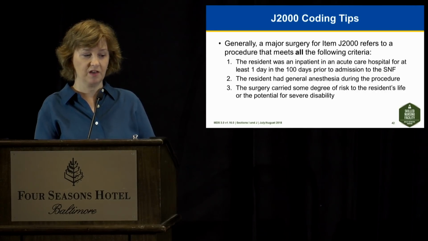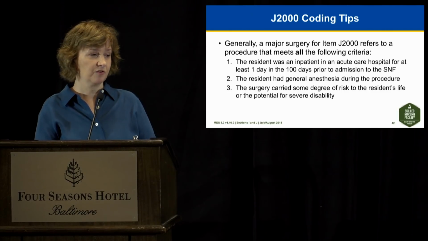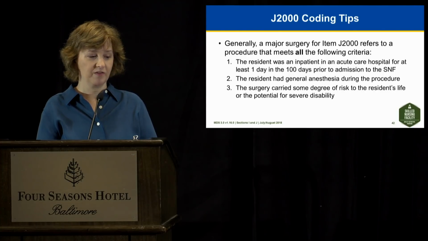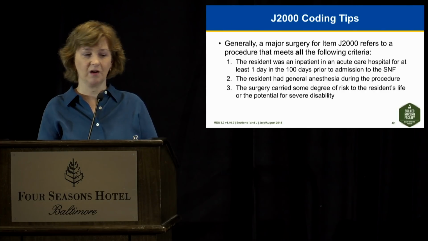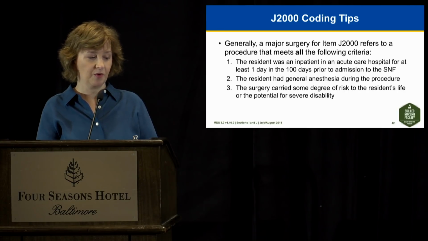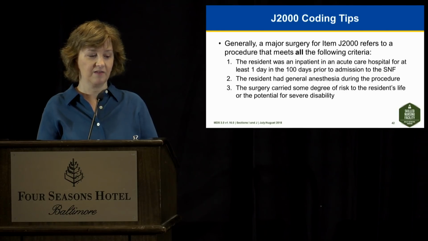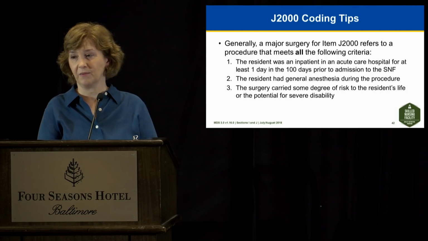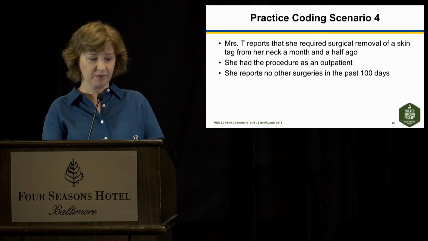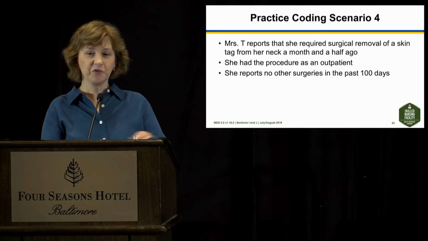So we do have a definition that's been added to the manual. Generally, major surgery for item J2000 refers to procedures that meet all of the following criteria. 1, the resident was an inpatient in an acute care hospital for at least 1 day in the 100 days prior to the SNF admission. 2, the resident had general anesthesia during the procedure. And 3rd, the surgery carried some degree of risk for the resident's life or the potential for severe disability. So it was significant. So we have 3 examples to go through. And there's a bit of variety here.